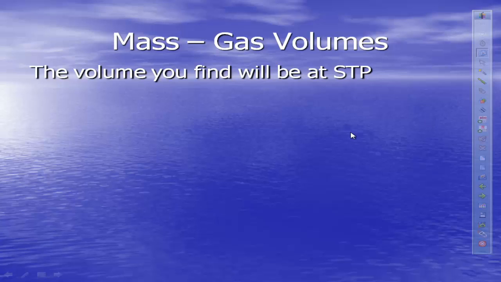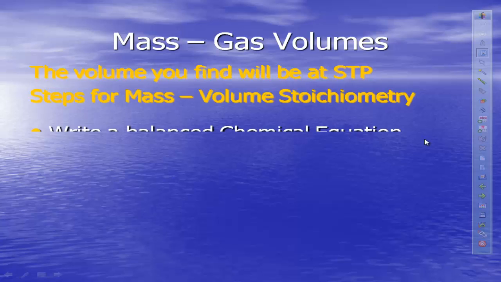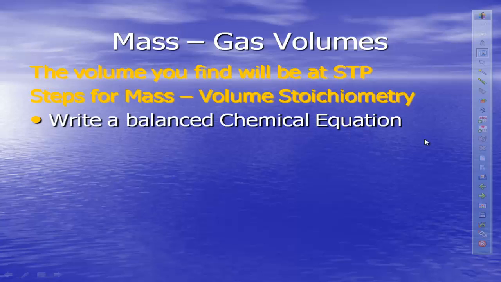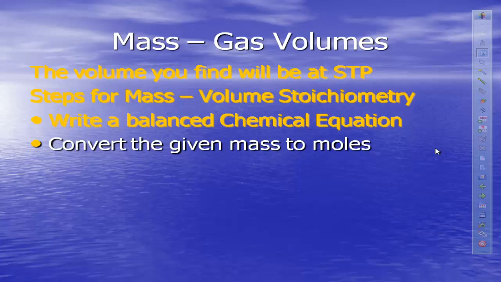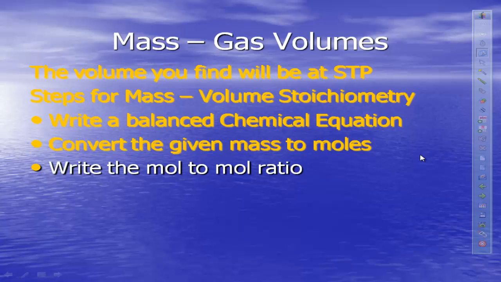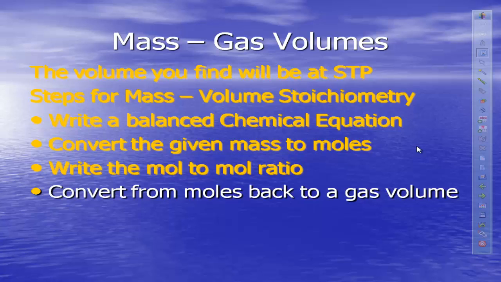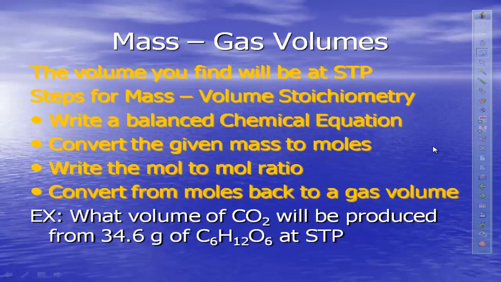Step number one for mass to volume stoichiometry, we've got to go back and write that balanced chemical equation. Number two, we have to convert that given mass to moles. Number three, write that mole to mole ratio. Remember, that mole to mole ratio comes from your balanced chemical equation. And finally, number four, we have to convert from moles back to that gas volume.